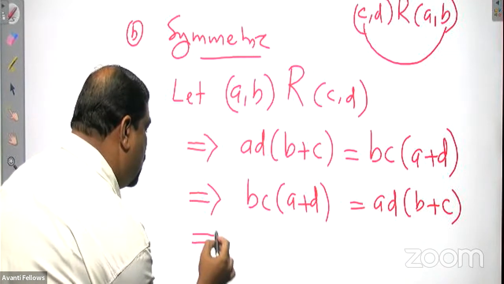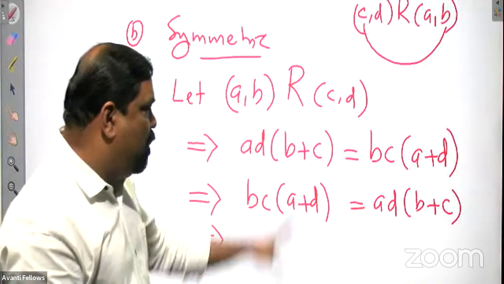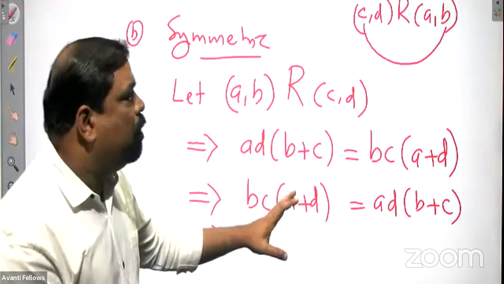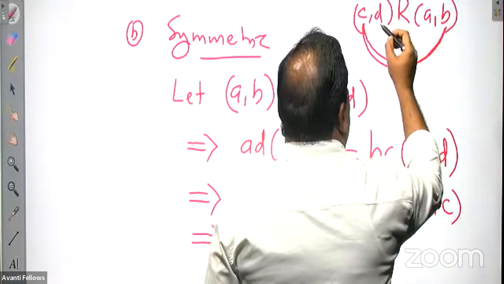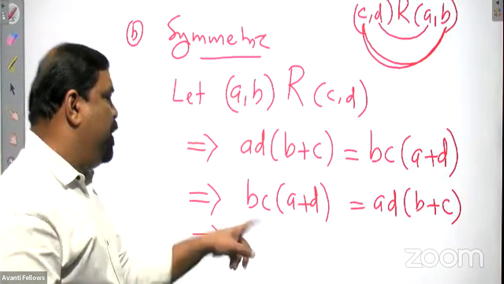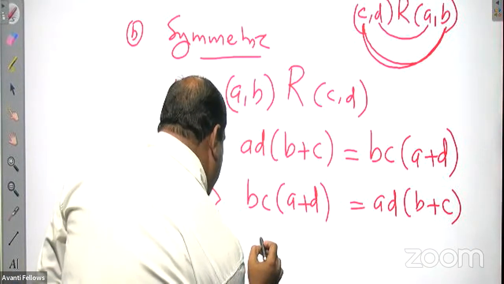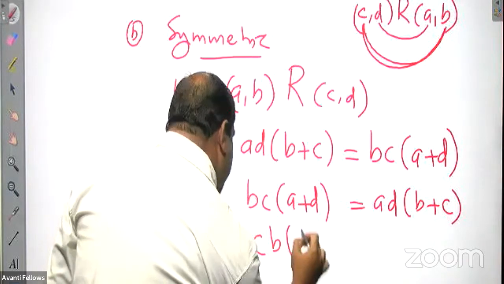We always see the required answer. What is the required answer? Accordingly, we will make the modification here. We need to prove that CB into D plus A. So now this BC can be written as CB, because BC and CB are same only, and A plus D is same as D plus A.